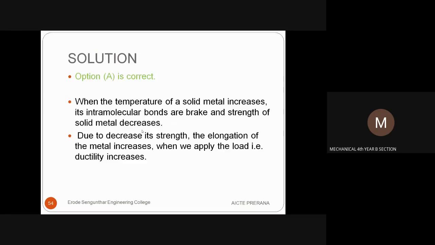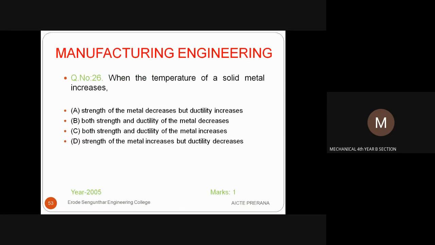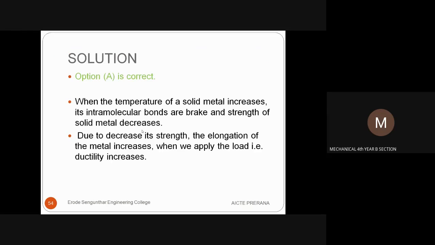Okay, so the option will be option A, where the strength of the metal decreases, but ductility increases. Ductility, in the sense, is its plastic or elastic limit. So the ductility may be increased, right? Okay, let us see the explanation.